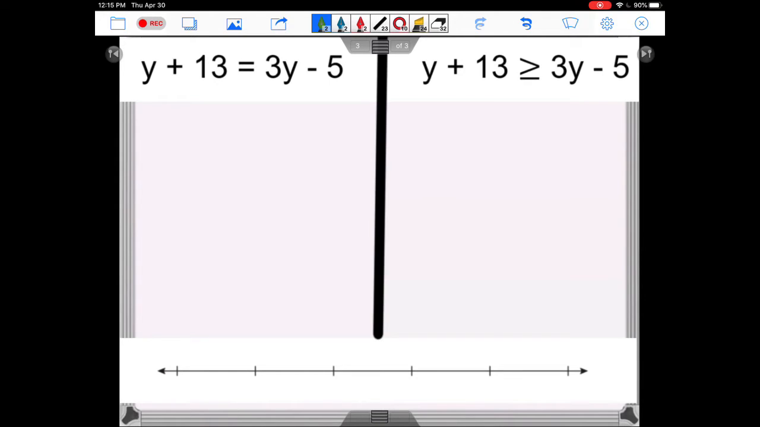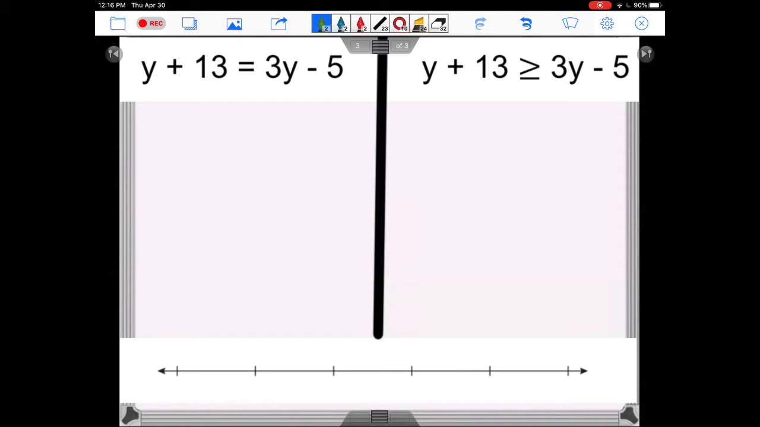All right, last video for this week will be solving equations and inequalities with variables on both sides. If you look at our equation and our inequality, once again, they're exactly the same, except on the left it's an equal sign, an equation, and on the right we have greater than or equal to.